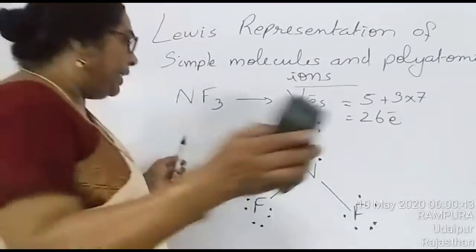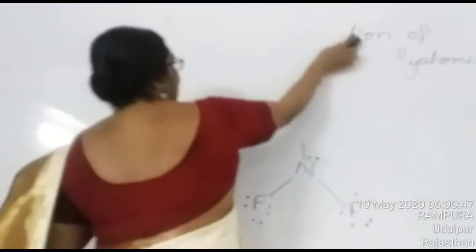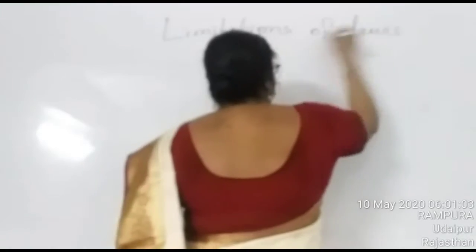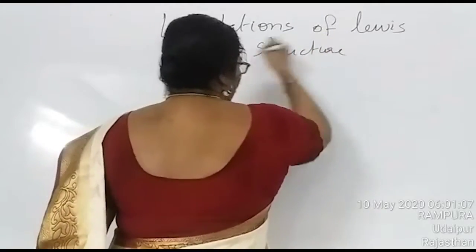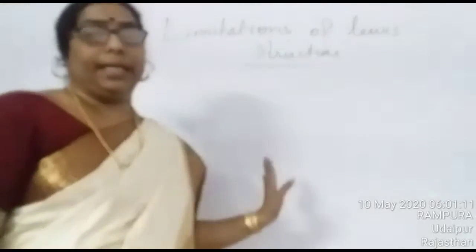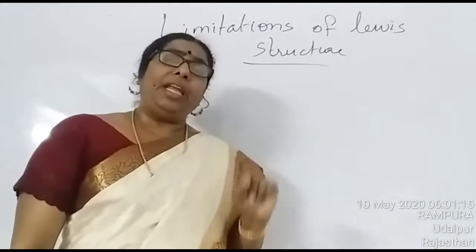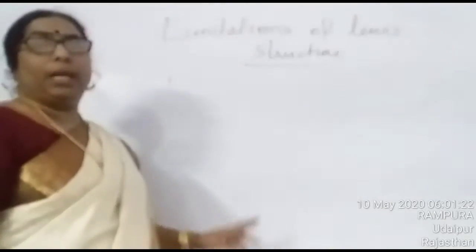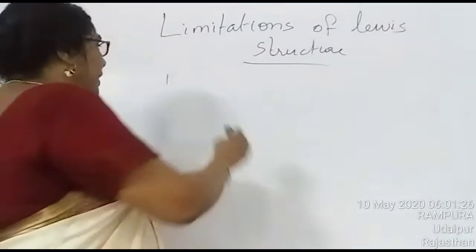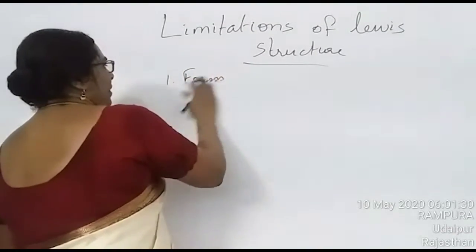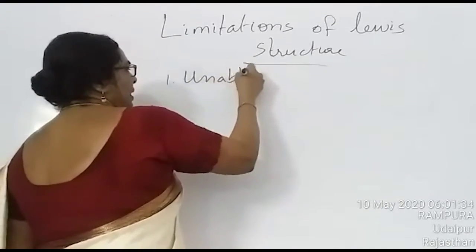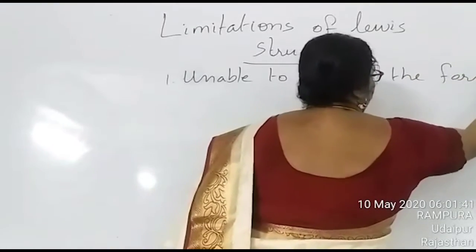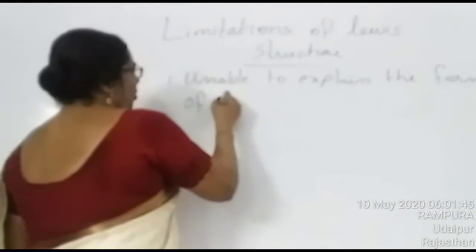Now let us consider the limitations of the Lewis formula or Lewis structure. The next topic we are going to study is the limitations of Lewis structure. Here, as the first limitation, we can say that the Lewis dot structure always gives importance to the octet. Since we are repeatedly saying that every atom has a tendency to get 8 electrons in the outermost shell, the first limitation of the Lewis formula is that it is unable to explain the formation of electron deficient molecules.